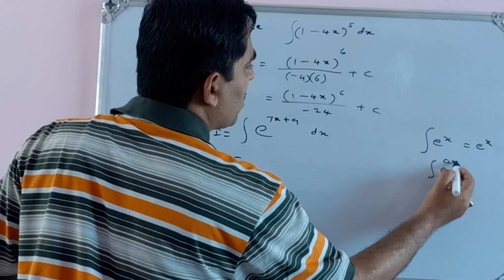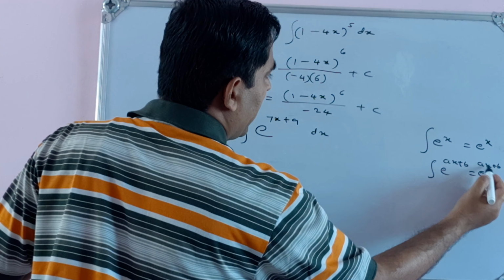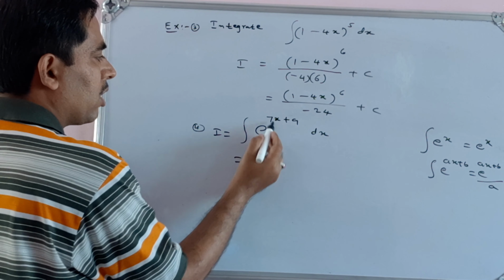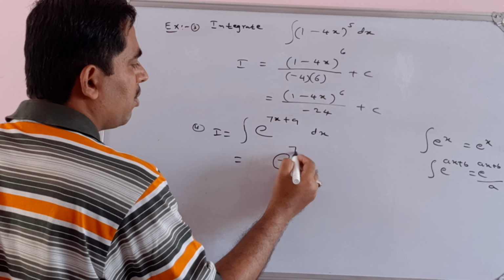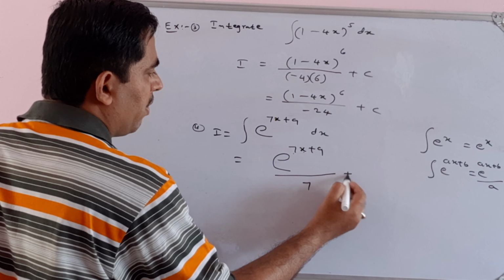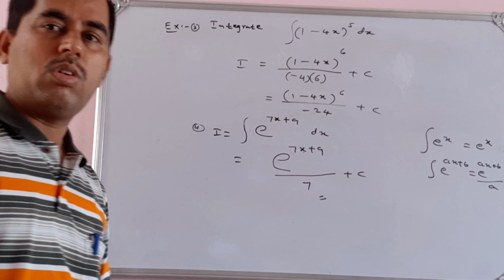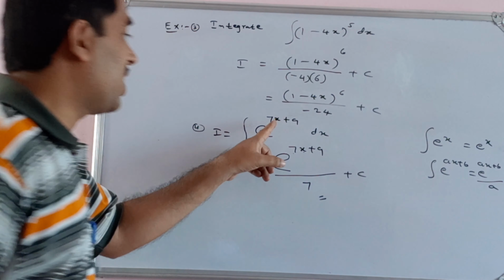So if I replace x by ax plus b, we will write e to the power of ax plus b divided by the coefficient of x in the denominator. See, e to the power of 7x plus 9. So the integration of e to the power of 7x plus 9 is e to the power of 7x plus 9 divided by the coefficient of x, which is 7, plus c.